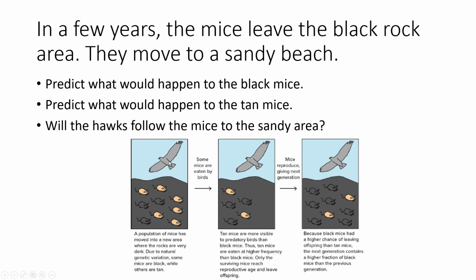Will the hawks follow the mice to the sandy area? Well, if mice are moving, they're not going to be moving very far, and so more than likely the hawks are going to be able to find them. And as long as the mice are one of the main components of their diet, the hawks are definitely going to follow them, because you follow your food sources. Hawks can also span huge areas of territory, and so they're not going to have a problem finding mice who are moving a couple hundred yards upstream or whatever.